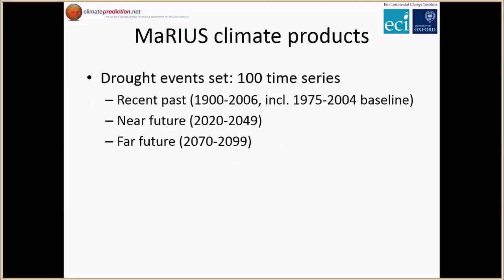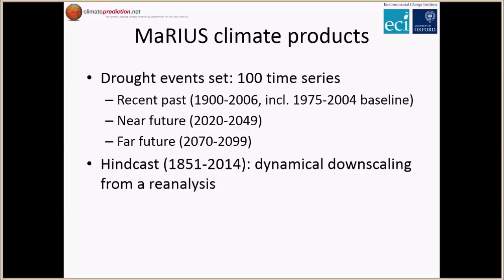Conceptually, what happened is one of many possible time series that could have happened, and equally likely. So the drought event set aims at spanning all the possible time series that we might have experienced or that we might experience in the future. What we're producing is basically 100 time series for each of 3 time periods. First, a recent past, which is slightly more than a century, 1900 to 2006, and then 2 future time slices of 30 years each, near and far future, as shown here.